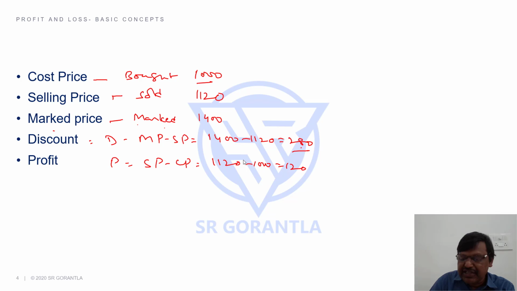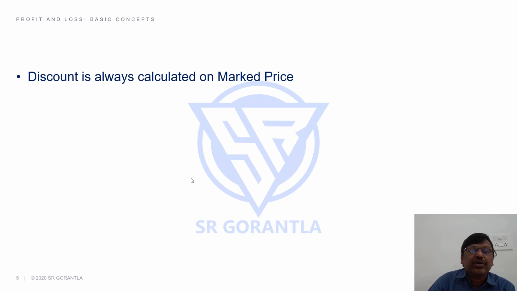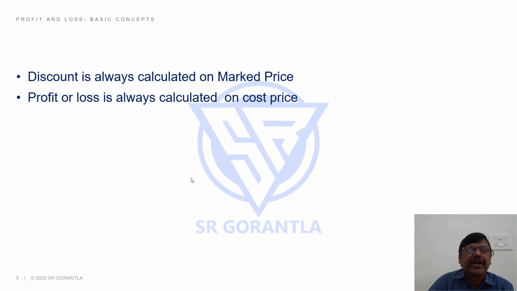Whatever I have explained, we are just taking step by step once again. Loss means, in case selling price is less than cost price, then it is loss. Because selling price is less, cost price is more, loss will be cost price minus selling price, right? Let's take up now the 2 points, whatever I said. Discount is always calculated on market price, profit or loss is always calculated on cost price.